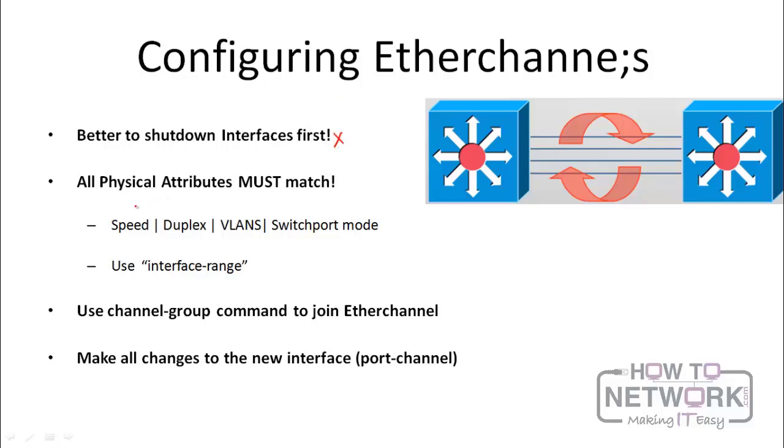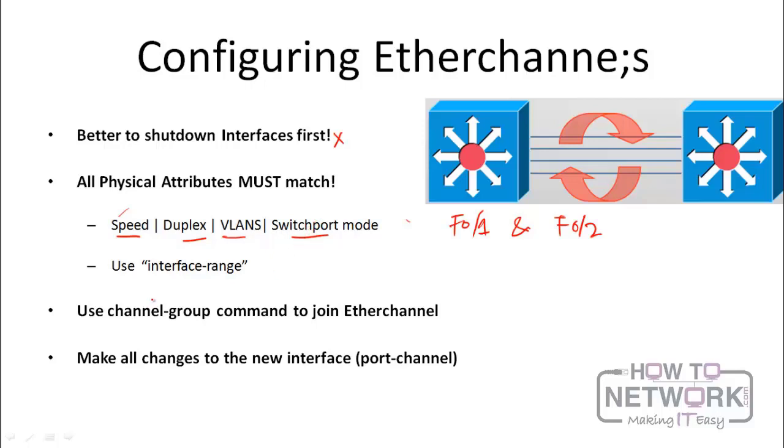You have to make sure all the attributes of the physical interfaces match. Say, for instance, if I want to configure FastEthernet 0/1 and FastEthernet 0/2, I have to make sure that their speed and duplex match, so they're both using speed 100 Mbps and they're both using full duplex. They're both in the same VLANs. They're both running the same switchport mode, access or trunk. And all the physical interfaces match.